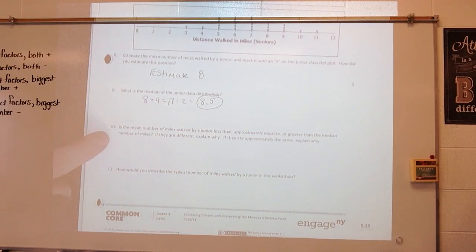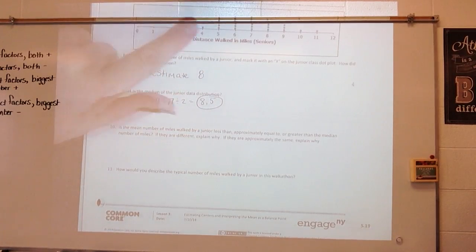Alright. Is the mean number of miles walked by the juniors less than, approximately equal to, or greater than the median number of miles? If they're different, explain why. If they are approximately the same, explain why. Well, my estimate is less. Alright? It is less than the median. The small cluster of data values to the left pulls my mean in that direction.